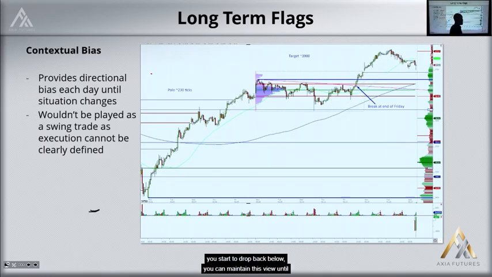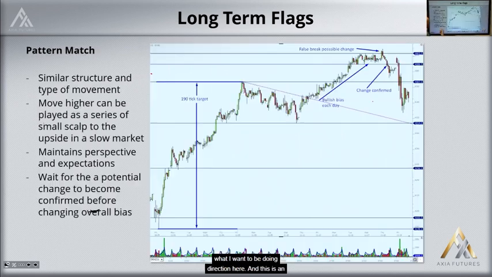You can maintain this view until this starts to come into question, once you start to drop back below the breakout at the end of the week, or even the initial high on that flag. You can maintain this bullish outlook. That's the way that you're going to be using this as a day trader. It's not about trying to swing trade this whole move. It's about looking at this and saying, okay, now I have got some clarity of what I want to be doing directionally here.